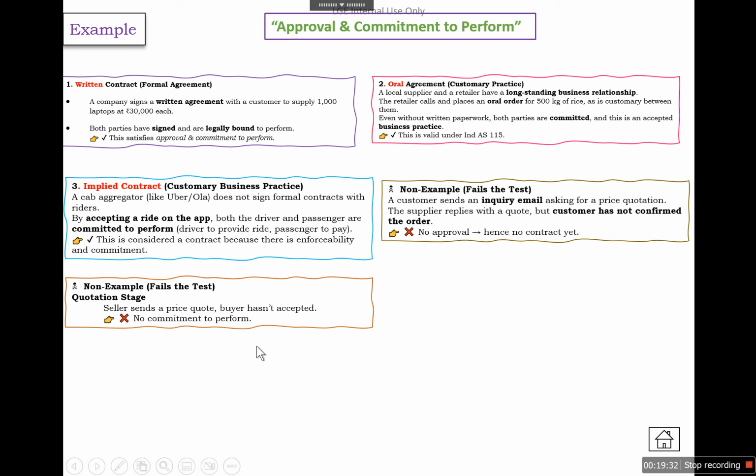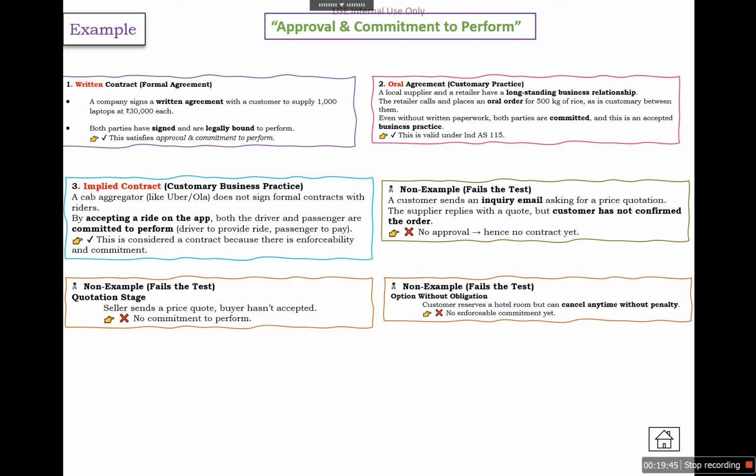Similarly, let's take another example. If a seller sends a price quotation and the buyer has not accepted it, there is no commitment to perform. So the first condition of a contract fails, and Ind AS 115 will not apply.